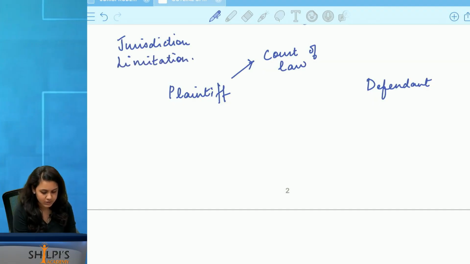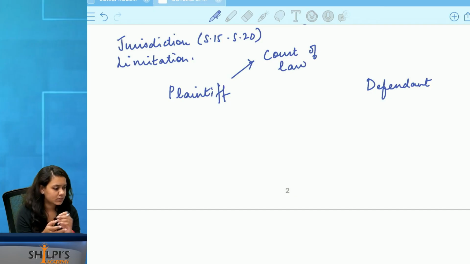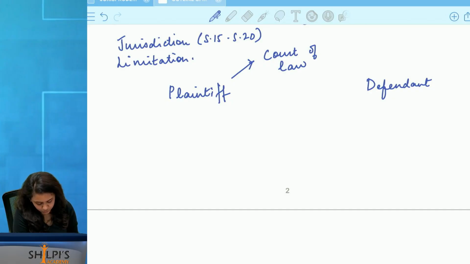So, limitation is governed by our Limitation Act that we've studied before. Our jurisdiction is what we had covered from section 15 to section 20, as provided in your CPC. Apart from that, we have concepts like original jurisdiction, appellate jurisdiction, criminal jurisdiction, and things like pecuniary, subject matter, and personal jurisdiction. Okay. Now, generally a plaintiff will approach the court of law and submit something known as a plaint.